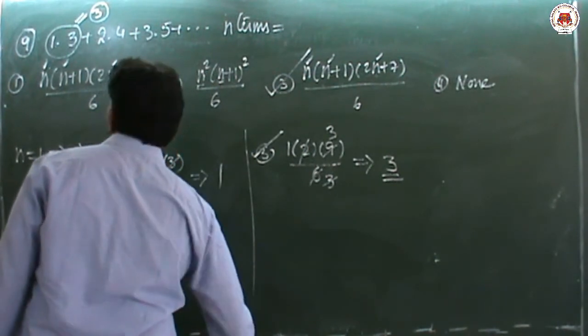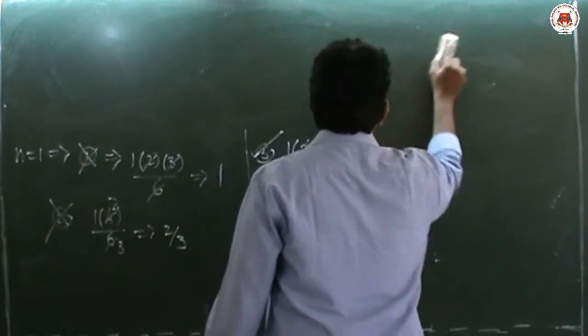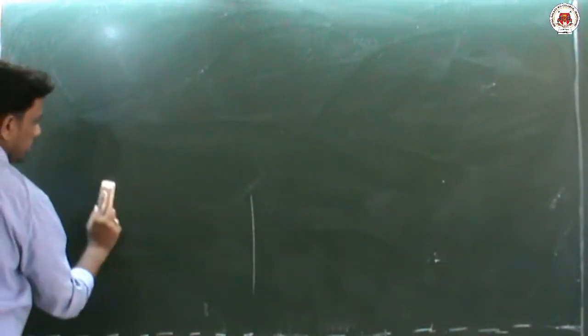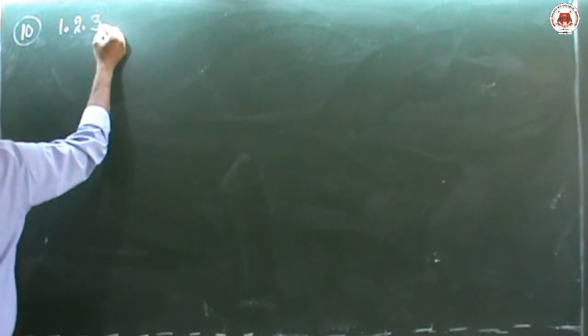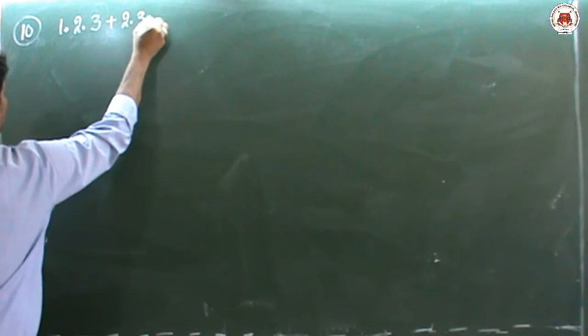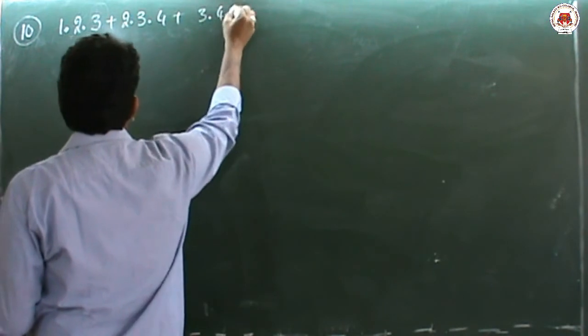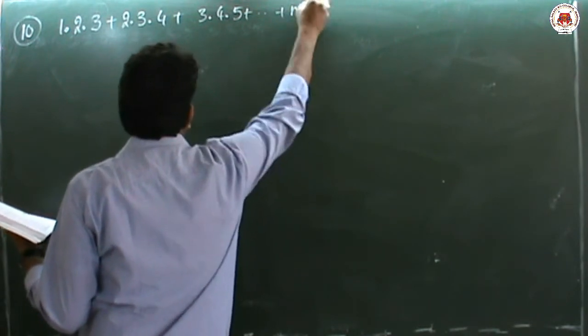Now we'll go to the next question, the 10th question. So this is the last question for today's session. The question is 1 into 2 into 3 plus 2 into 3 into 4 plus 3 into 4 into 5 plus up to so on n terms. So children, this is the question.